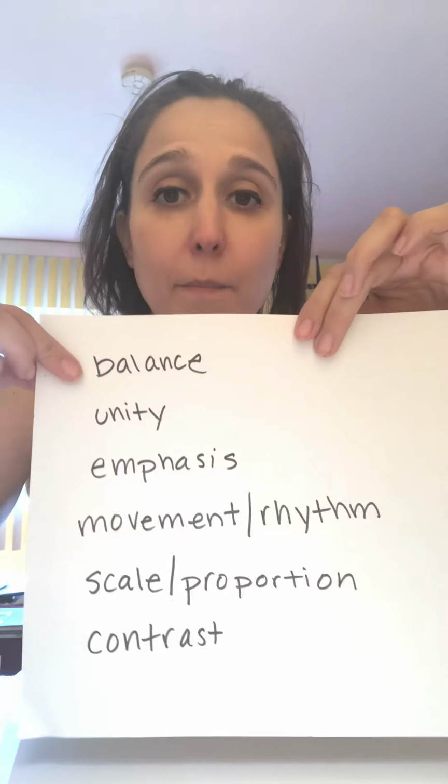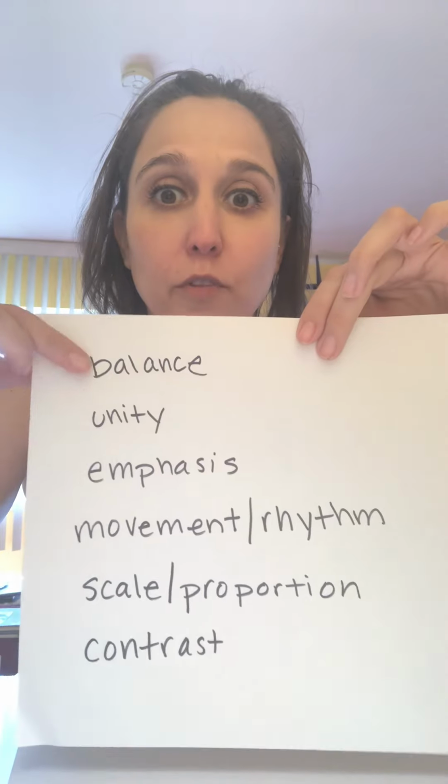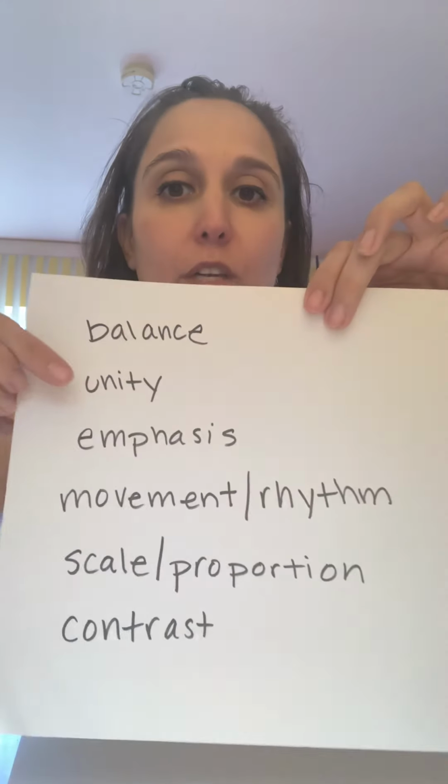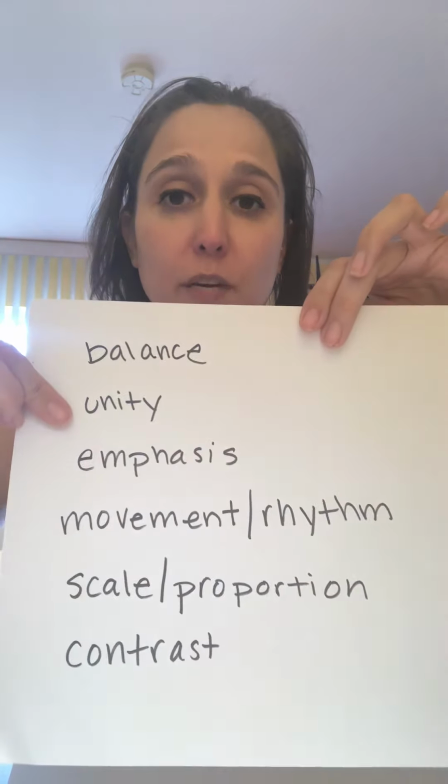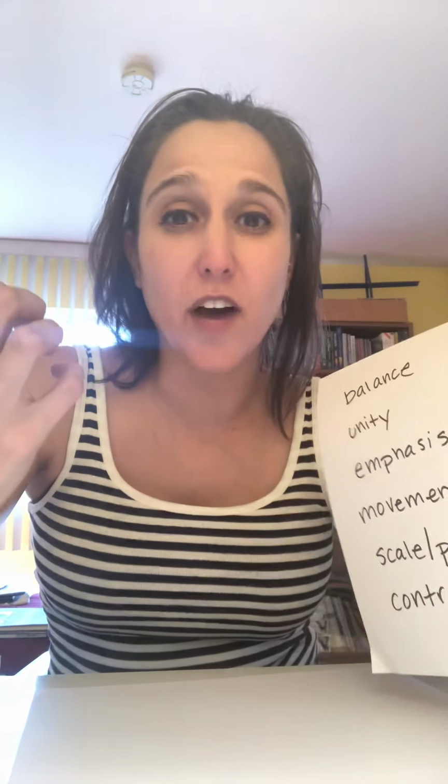Since we're going to focus on balance today, let me give you a quick overview of what the other ones mean first. Unity is when all the parts of your picture come together and are really unified to look like one piece, and all the parts make sense together. They fit together kind of like a puzzle, and you see why they're all connected to each other.